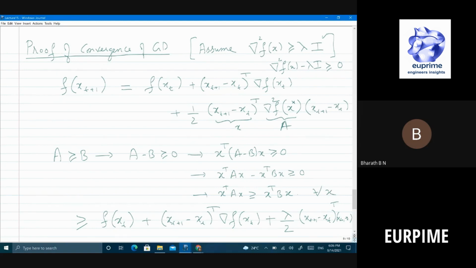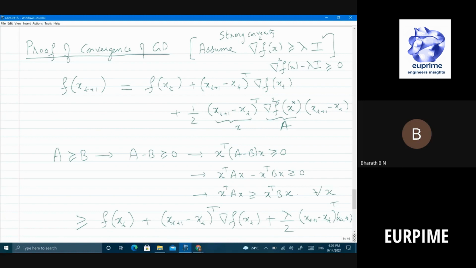If you assume that, this is called the strong convexity assumption. I'll just write it here. We say that the function is strongly convex if there is a lambda greater than 0 such that the Hessian is greater than or equal to lambda times identity. Then we say that the function is strongly convex. It's not only convex, it's strongly convex. So why is it called strongly convex?